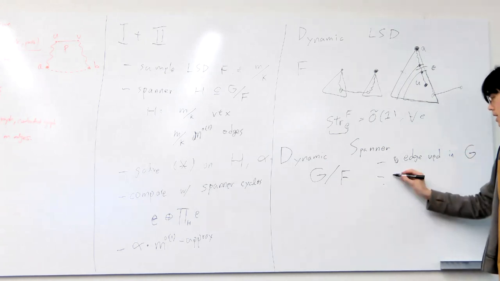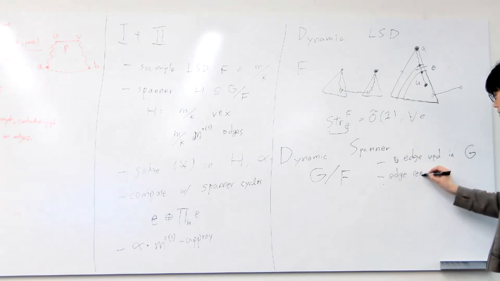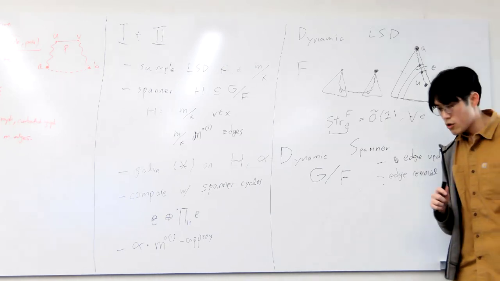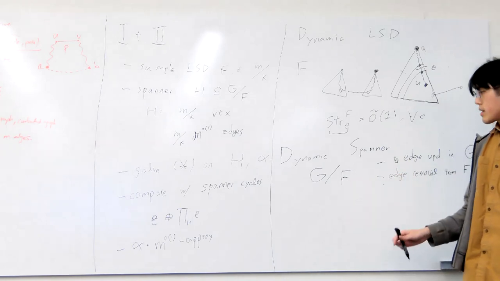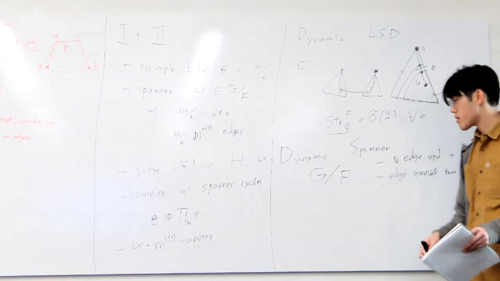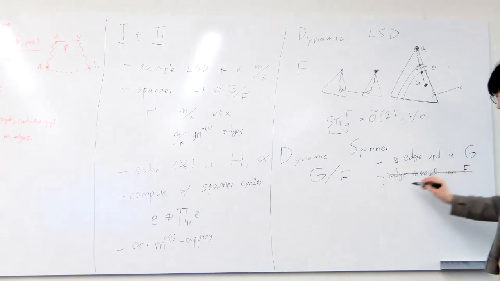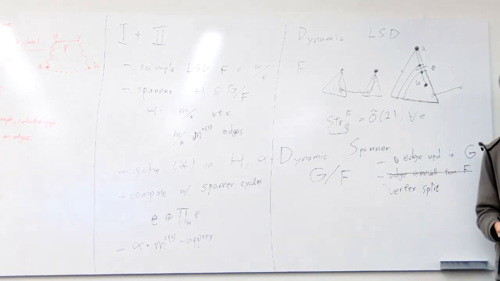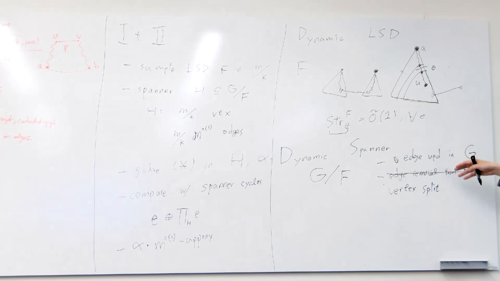The second thing is edge removal from F, where you remove one edge from this F. What does this correspond to? It's kind of splitting some vertex in this G over F into two. We call this operation a vertex split. So I want to build a data structure for a dynamic spanner that supports these two updates: edge updates in G over F, and this vertex split operation.